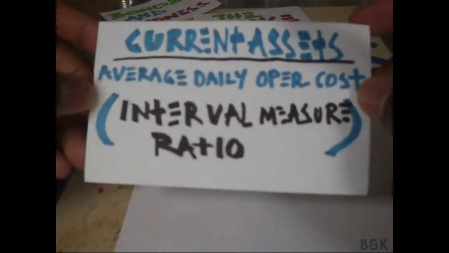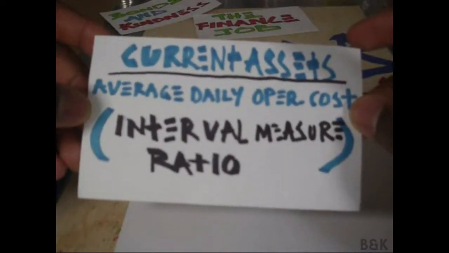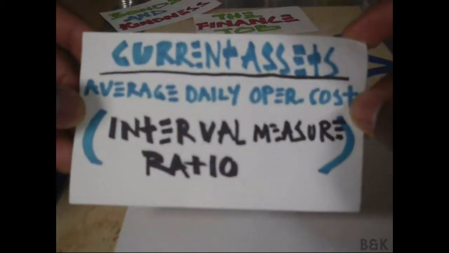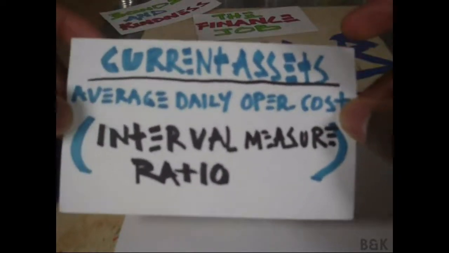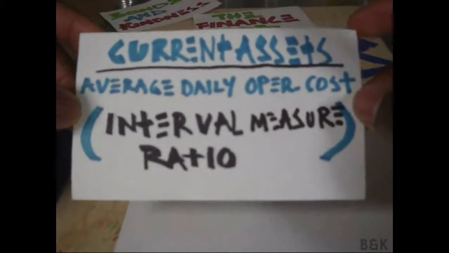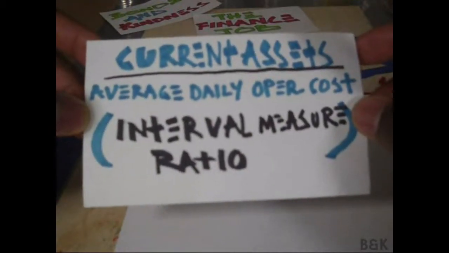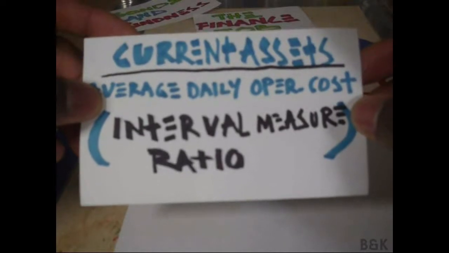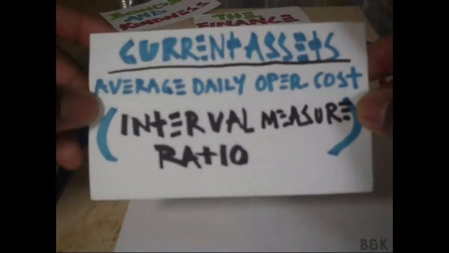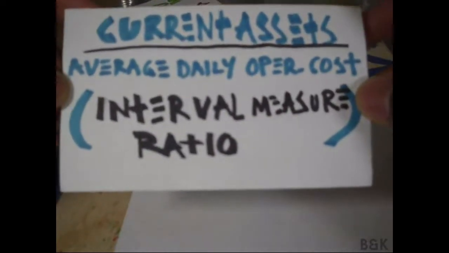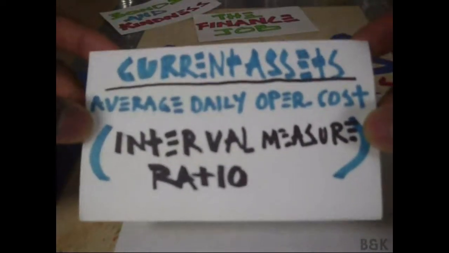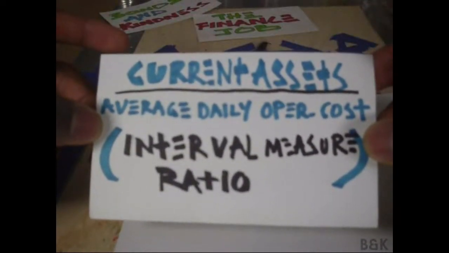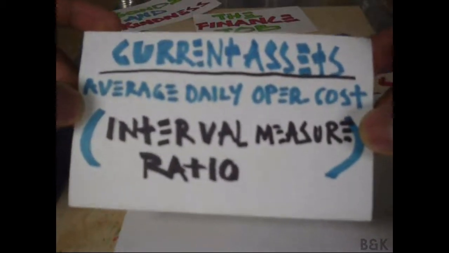All right, so what is the formula for the interval measure ratio? If you just want to memorize it, it's current assets over average daily operating costs. And right there, you kind of have a hang up, right? You have a sense that there's more to it than it seems because you're looking at average daily operating costs. There's some other calculation that goes into it. So before we get ahead of ourselves and just commit this to memory, we need to make it make sense to us. What is this measuring?